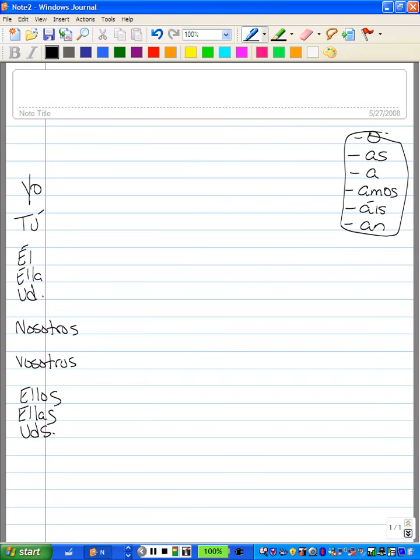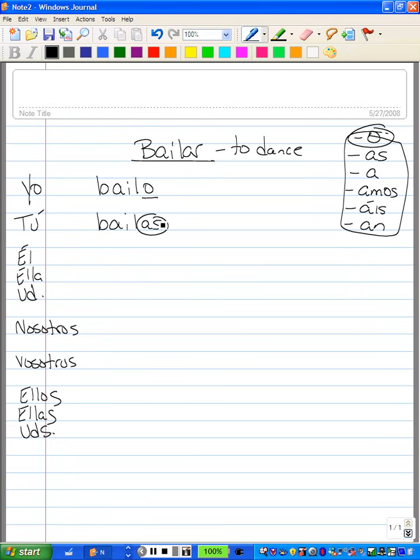Alright, so let's take another one. We'll take the verb out of one of those lists. We'll take the verb bailar. Bailar is to dance. So if you want to say I dance, what we're going to say is yo bailo. We're using that O. The tú is going to be bailas. Él, ella, and usted is going to be baila.